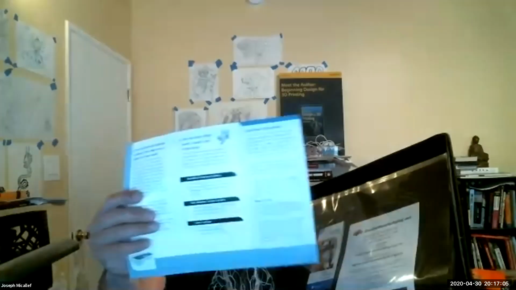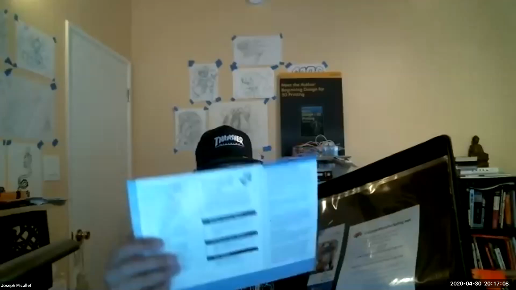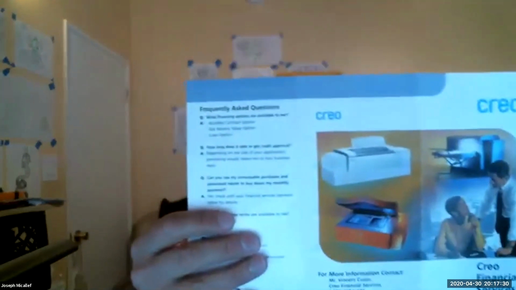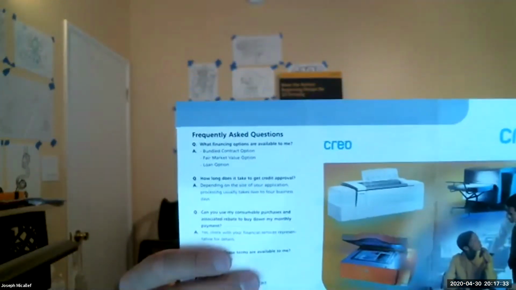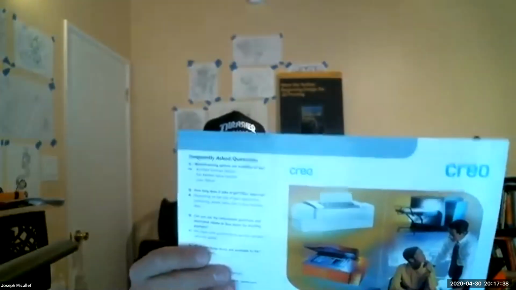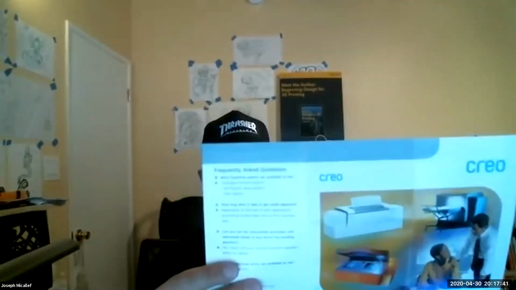So here's something right here that just popped out. Here's a brochure that I did, a printed brochure. And I guess this would be a good example. So in this brochure, on this side, I have frequently asked questions and answers. And here the question is bold and the Q is bold and the A is bold.